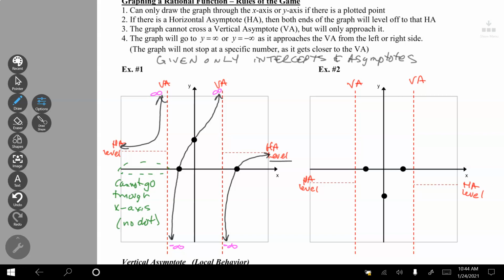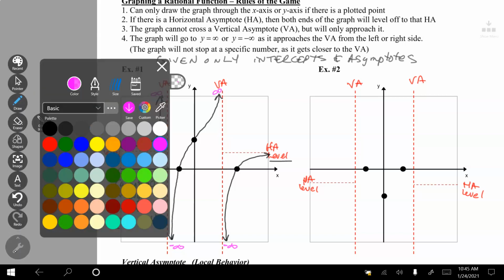So this is what's going to happen. We're going to draw graphs given x and y intercepts, HAs and VAs, and we're going to draw graphs that look like this, very segmented type of graphs. Let's do the same thing for the next one.